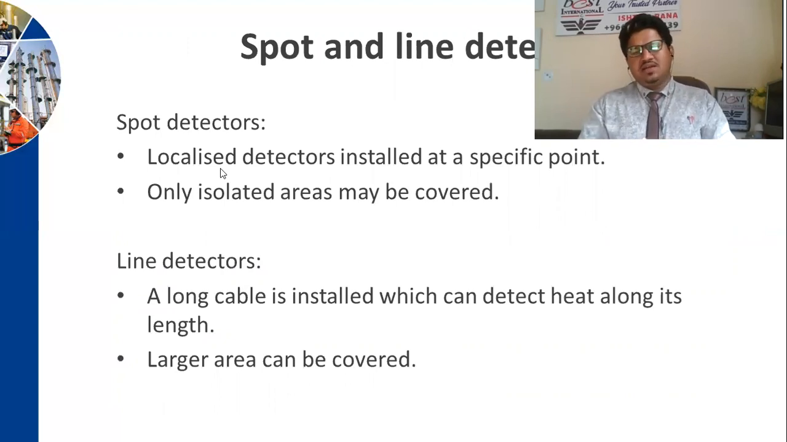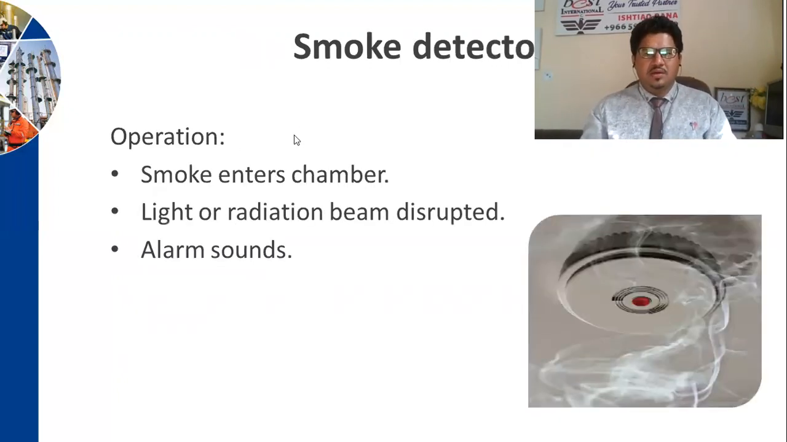Spot detectors are localized detectors installed at a specific point, so only an isolated area may be covered. Line detectors use a long cable installed along the area, which can detect heat along its length, so a large area can be covered also. You can research further how spot or line detectors actually work. Go to YouTube and do some research. I want you to develop your researching hobby, your passionate learning hobby. Don't expect that I'm going to tell you everything within these 3-4 hours, right?